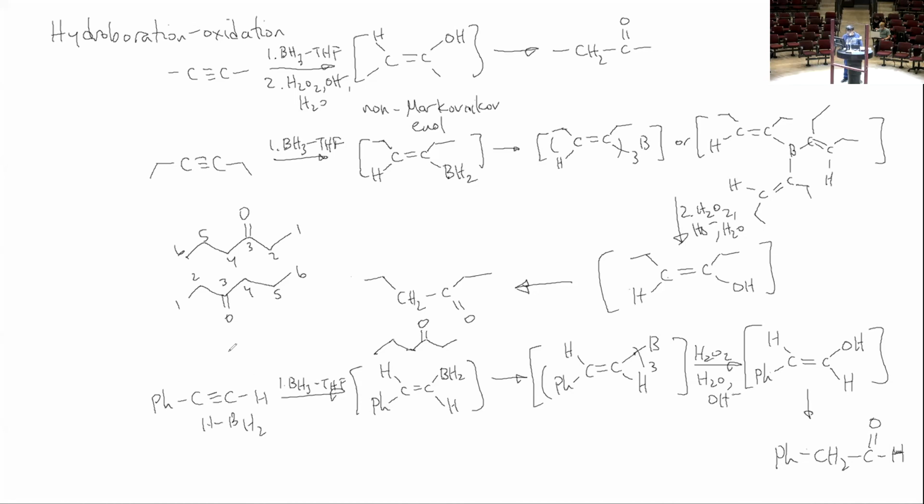So just as when we oxymercurated terminal alkynes, we can be confident of getting a methyl ketone. If you hydroborate terminal alkynes, then you will get an aldehyde. That's something we can be confident about. And again, I don't care really if you memorize those sentences, but it might be something helpful to stick in the back of your mind somewhere. But again, the mechanisms are absolutely identical.